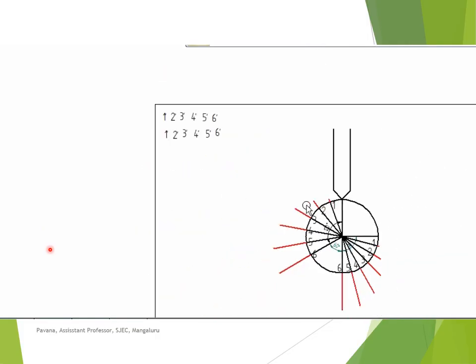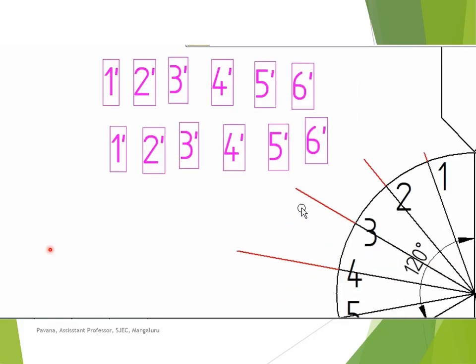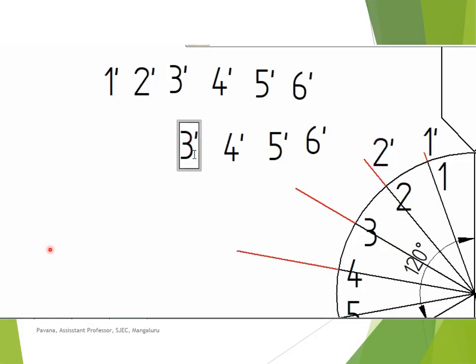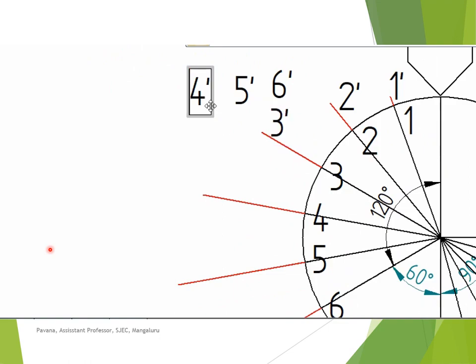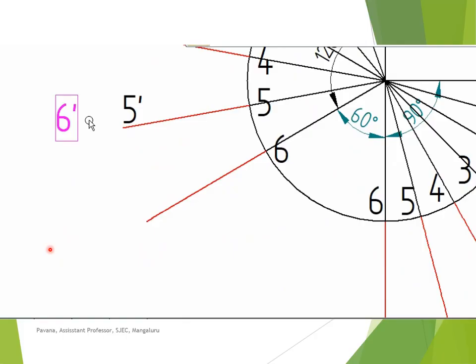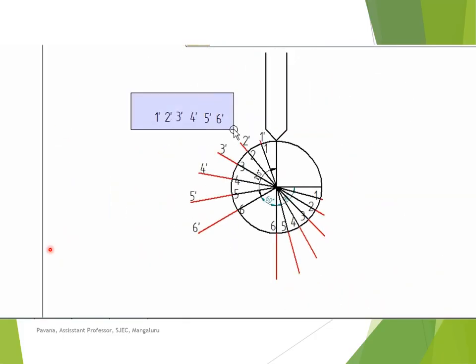So we have measured 1, 1 dash, 2, 2 dash. So the end point name is the number with a dash. Write those numbers here. Whatever extended, after extending you got an end point. Name those end points 1 dash, 2 dash, 3 dash, 4 dash, 5 dash, 6 dash. 7, sorry, 7 is not there.